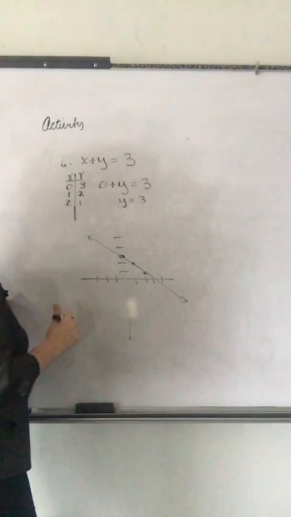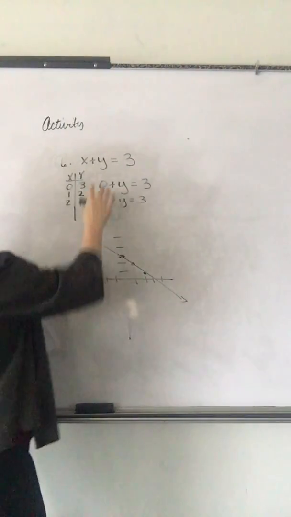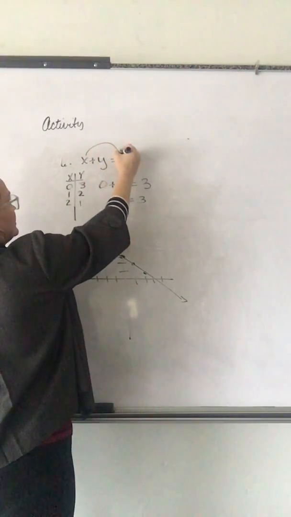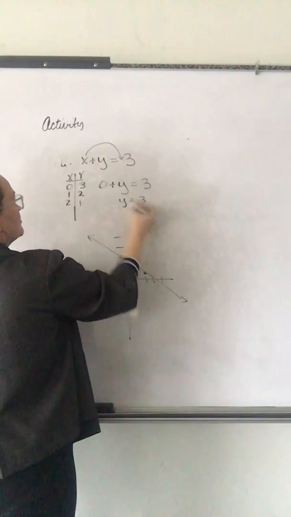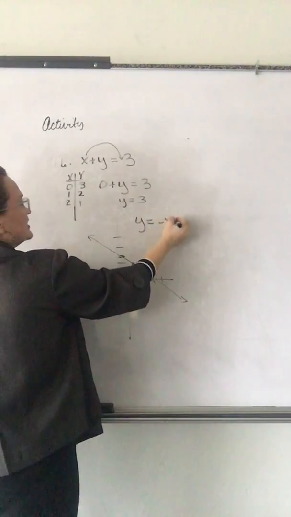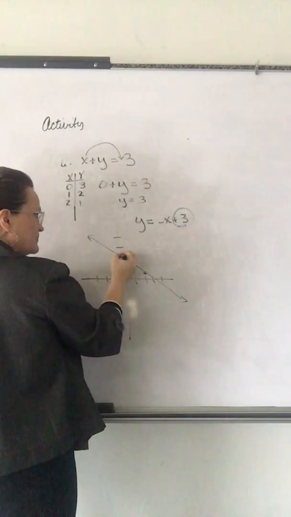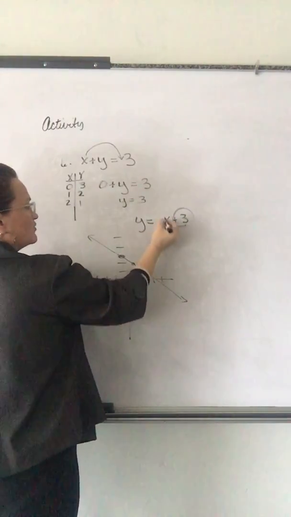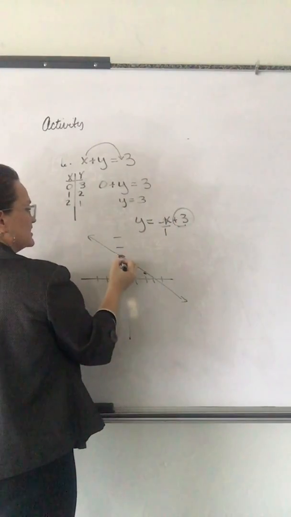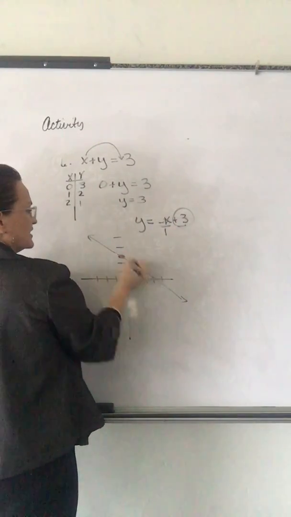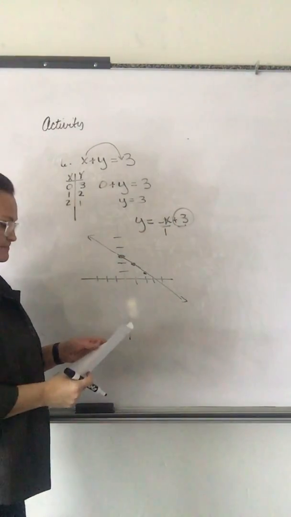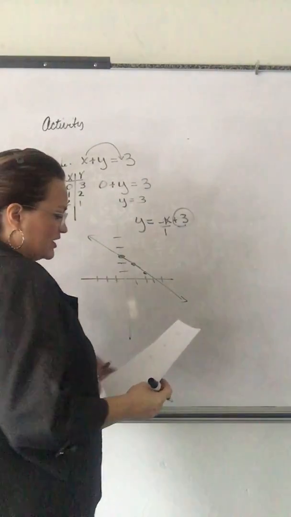You could also have used the slope-intercept method by solving for y. You would have thrown the x across the line and had positive y equals -x plus 3. This is your y-intercept, 3, and then -1/1 for your rise and run, so down 1/1 connects those dots, exactly the same.